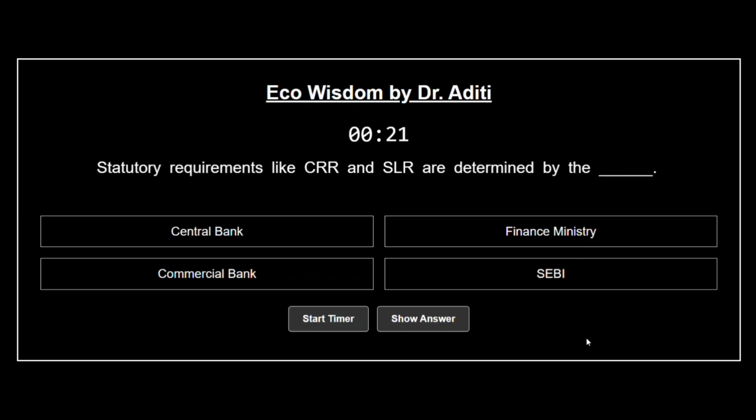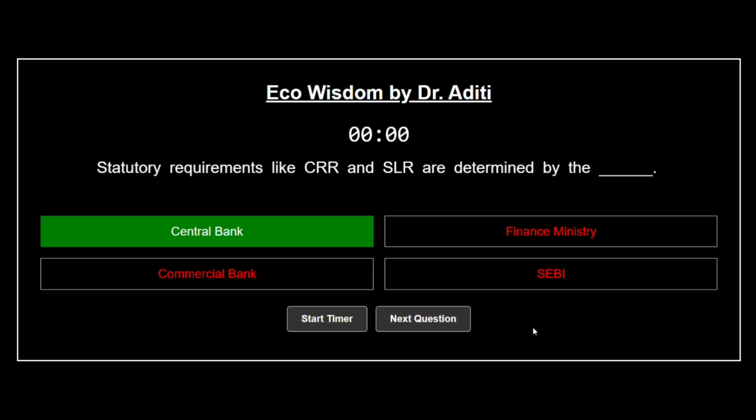And these are extremely important to manage money supply in the economy. So now you can find your answer. I have given you pretty much every piece of information required to solve this. 3, 2 and 1. Let's see our answer. It is central bank, which is RBI.